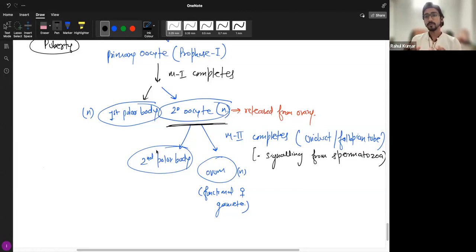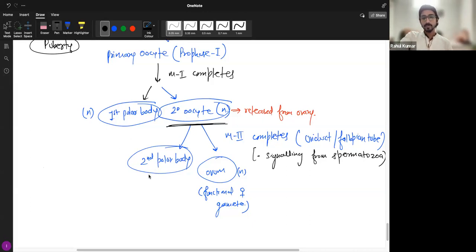The secondary oocyte goes out of the ovary, gets caught by the infundibulum, goes inside the fallopian tube, sperm comes and touches the secondary oocyte, then meiosis 2 completes, and then the ovum and second polar body are formed in the fallopian tube only. Sperm fuses with the ovum, makes a zygote, and the second polar body degenerates over time. So the first polar body is formed inside the ovaries, but the second polar body is formed outside the ovaries, inside the fallopian tube or oviduct. Is that clear?